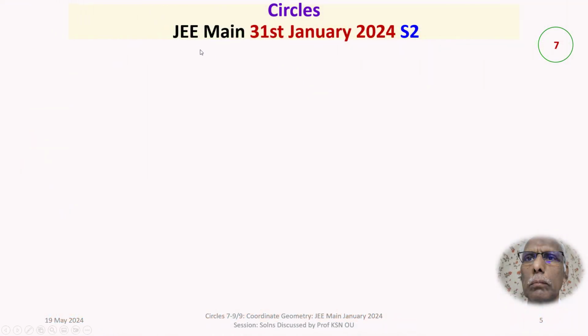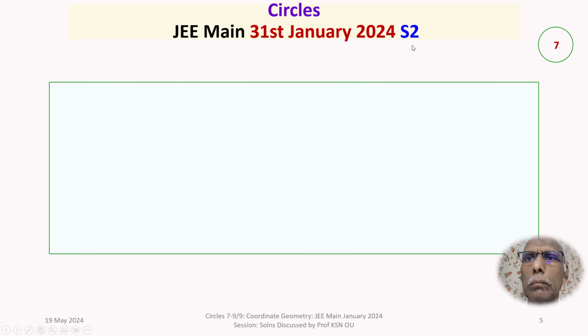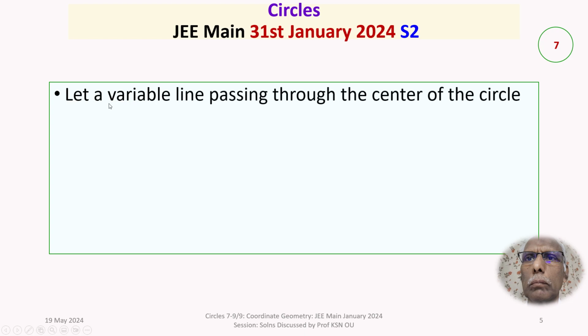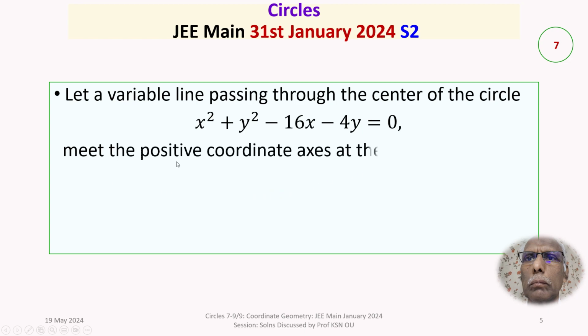This question has appeared in the JEE Main exam held on 31st January 2024 in the second shift. The given question is, let a variable line passing through the center of the circle x square plus y square minus 16x minus 4y is equal to 0 meet the positive coordinate axis at the points A and B.